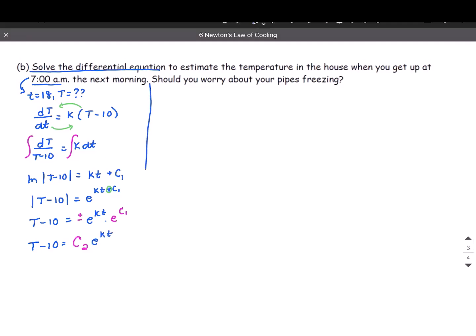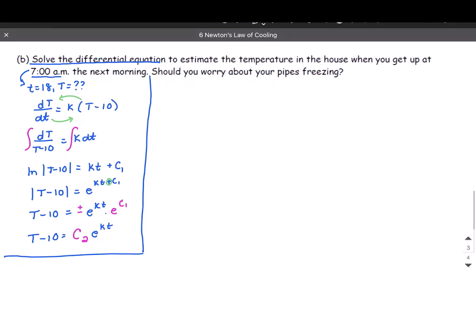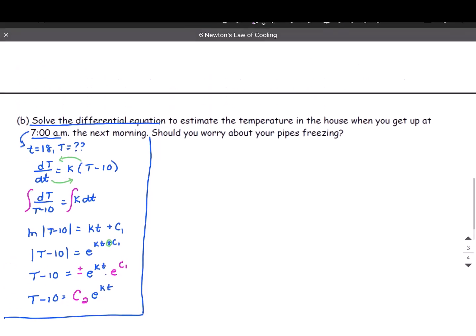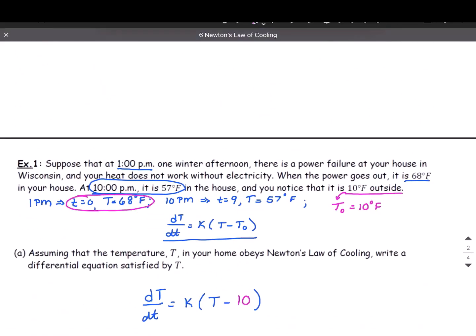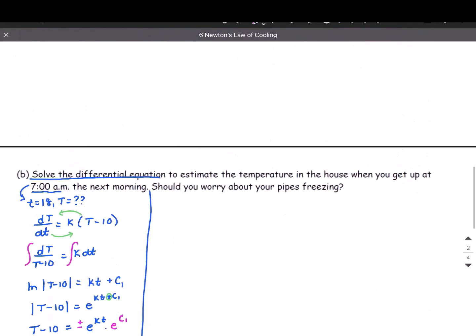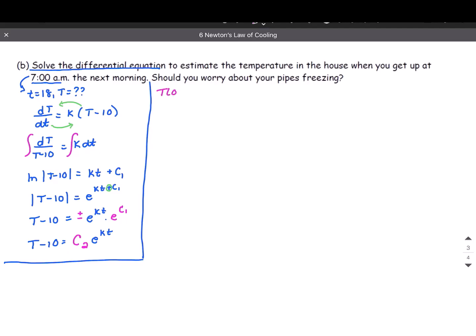Okay, so we've substituted in, and I'm going to close this off a little bit so we can see what we're doing. Now, the next thing we're going to do is use one of those initial points that they gave us. They told us that at time 0, the temperature is 68 degrees. So we're going to do T of 0 equals 68, and we're going to substitute in. So when we plug in here, we will have 68 for the temperature minus 10 equals C2 e to the 0 times k, which is 0.